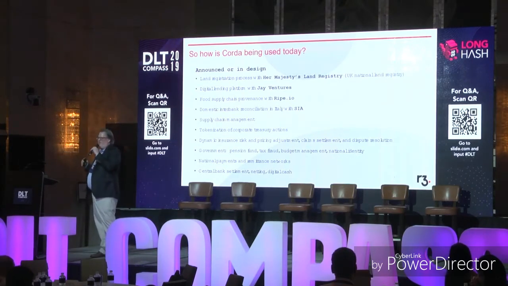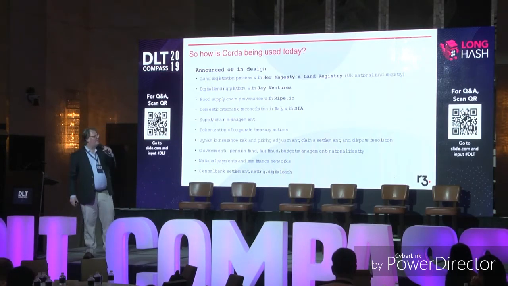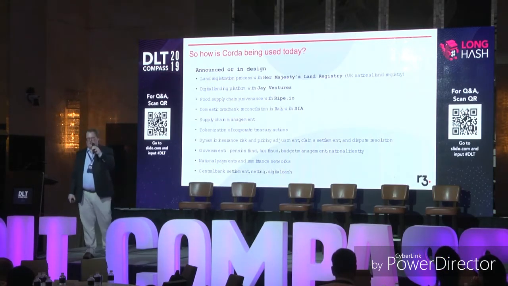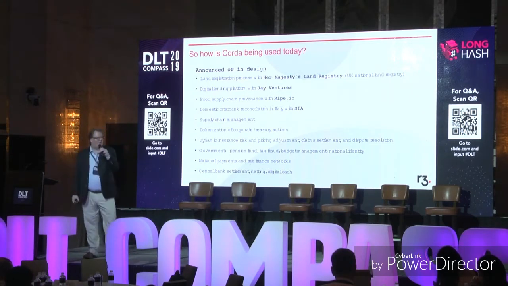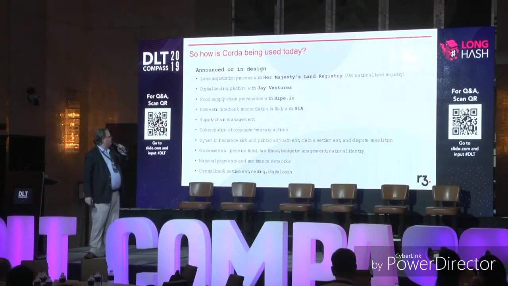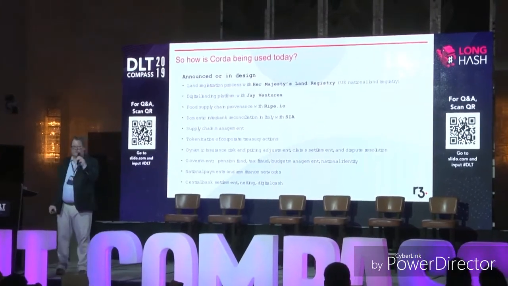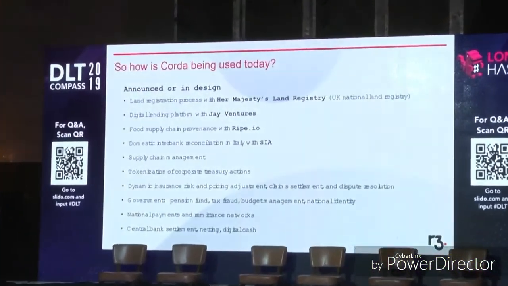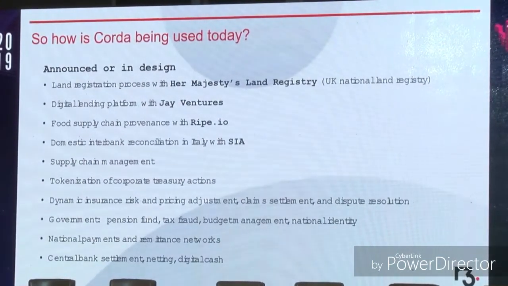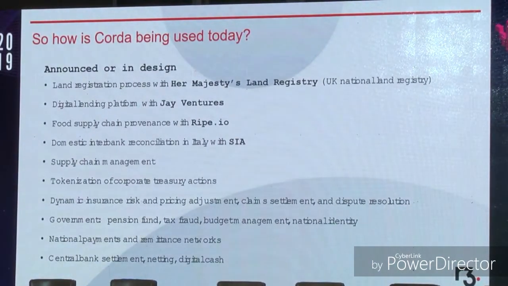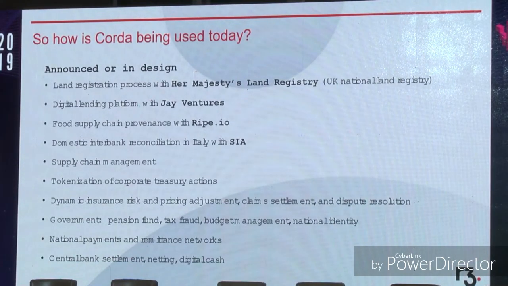A little further on the in-production track, not quite as far along, these are more recent: land registration in the United Kingdom by the UK government will all be on Corda. Digital platform lending is being developed as we speak in Thailand, with a partner there. Food supply chain provenance with Ripe.io was announced just last week. Domestic interbank reconciliation with SIA, again a recent announcement.